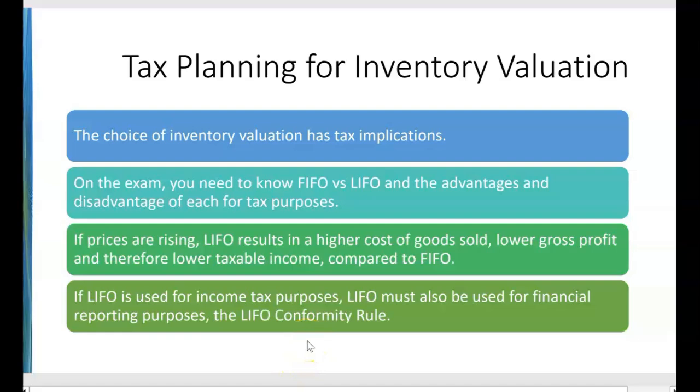If a company chooses LIFO for tax purposes because they know that would help show lower taxable income, they would have to use LIFO on the financial statements. And that would also result in lower financial reporting income. And the corporation wants to show higher financial reporting income. So that's why LIFO is often not used for tax purposes, because the corporation knows that they would have to also use it for financial reporting.